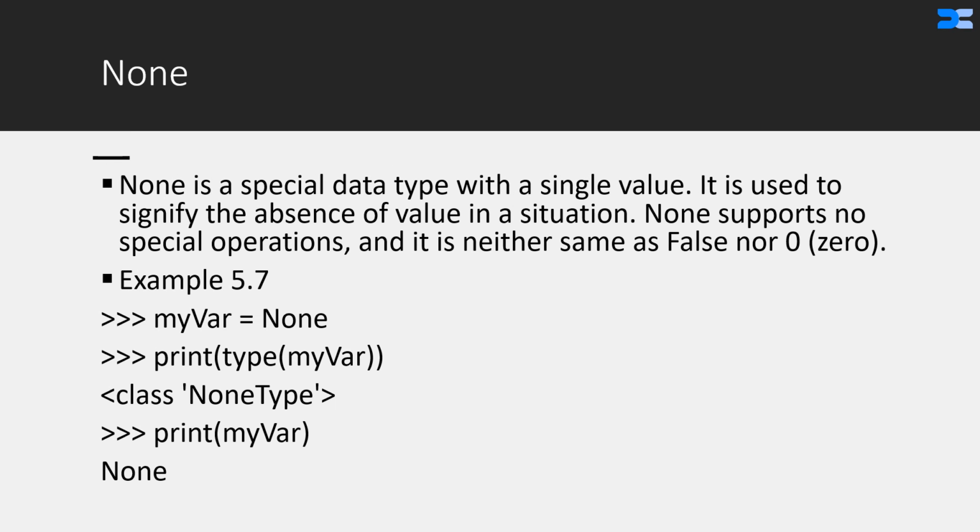None. None is a special data type with a single value. It is used to signify the absence of value in a situation. None supports no special operations, and it is neither same as False nor zero. Example 5.7. myVar = None. print(type(myVar)). The output is class NoneType. print(myVar). The output is None.